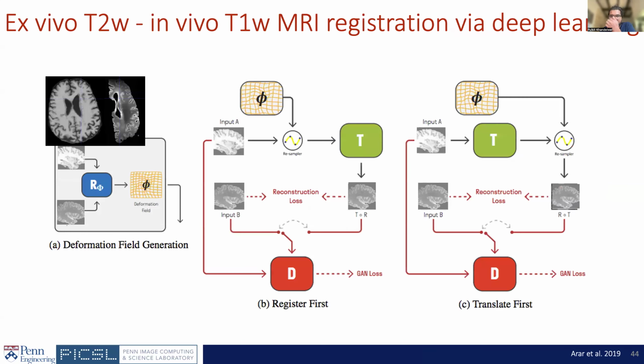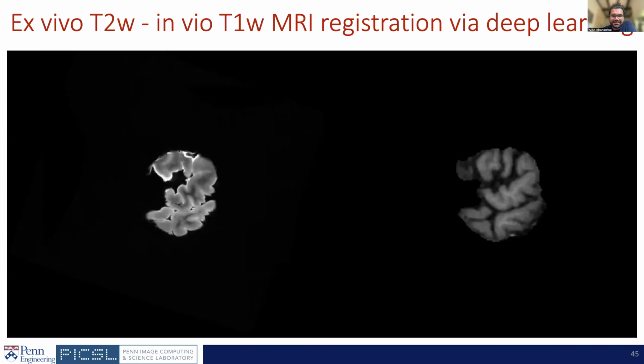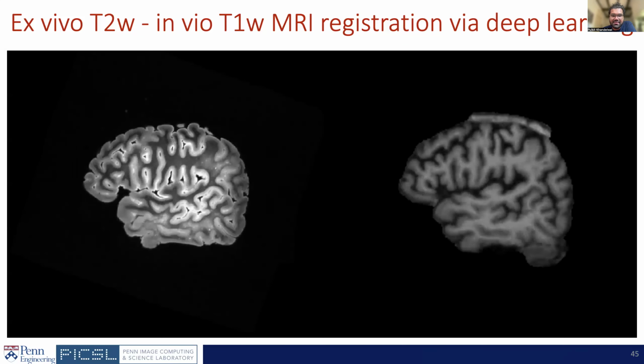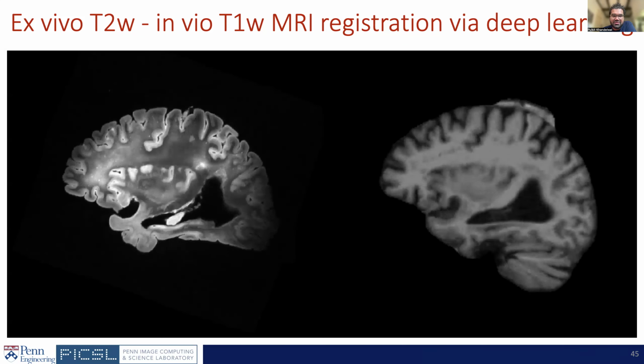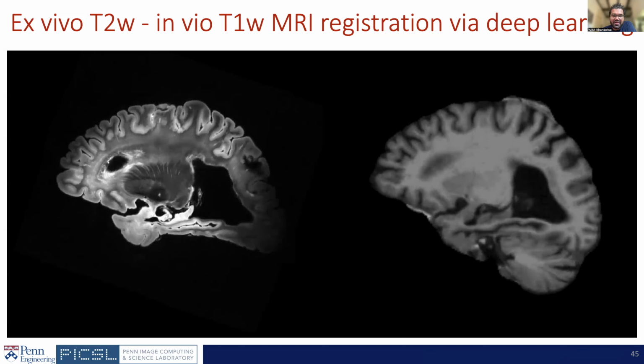We are also looking at ways to register ex vivo T2-weighted MRI to in vivo T1-weighted MRI using deep learning. And shown here is an example of the registered hemisphere of an ex vivo T2-weighted image and the corresponding in vivo T1-weighted antemortem MRI.